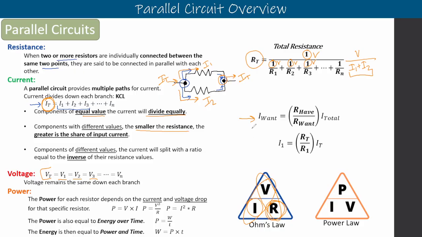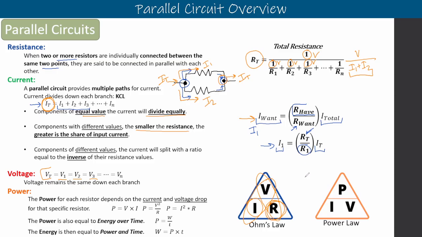That's using our current divider equation. The current divider equation says the wanted current, so that could be I1, is equal to the total resistance, that's the resistance that we have in the circuit, divided by the resistance that we want to know the current through, multiplied by the total current. So down here we have that applied. We're looking for the I1 current, the current down that first branch. We're going to use the R1, which is the resistance in that branch, and put the total resistance on top using our total resistance equation, and then multiply that by the total current. And that's going to give us that current division down that singular branch.